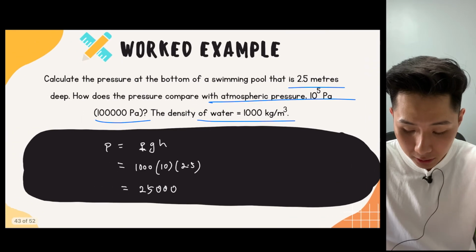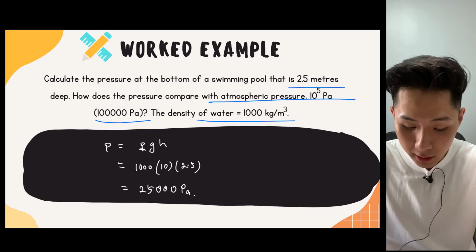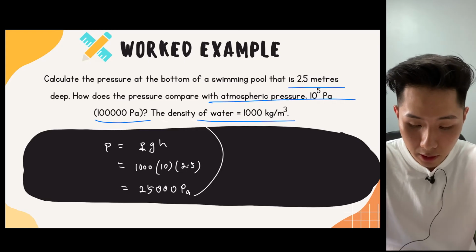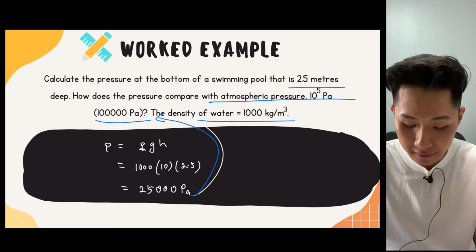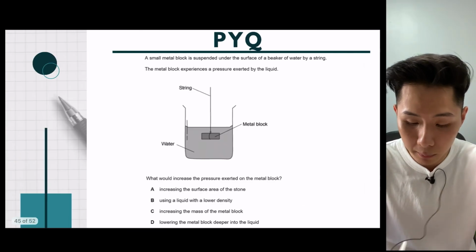I have an arrow here. So 225,000 Pascal. If you compare it with the atmospheric pressure, you see that it's actually way less than the value of the atmospheric pressure. So that's one worked example.